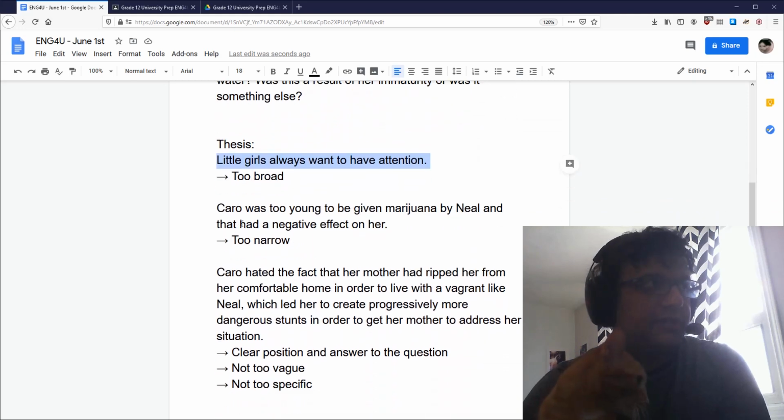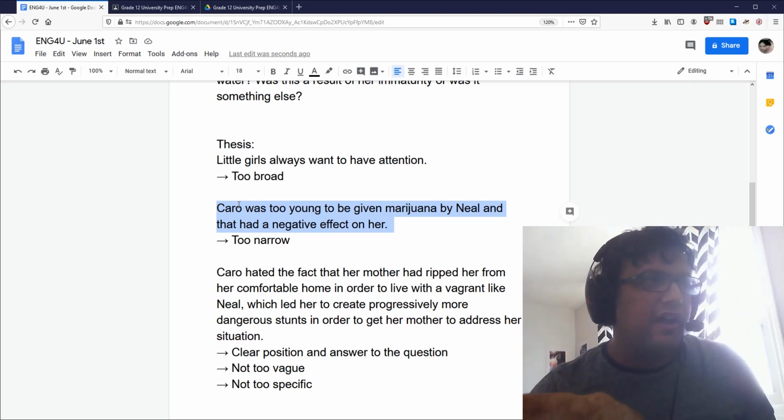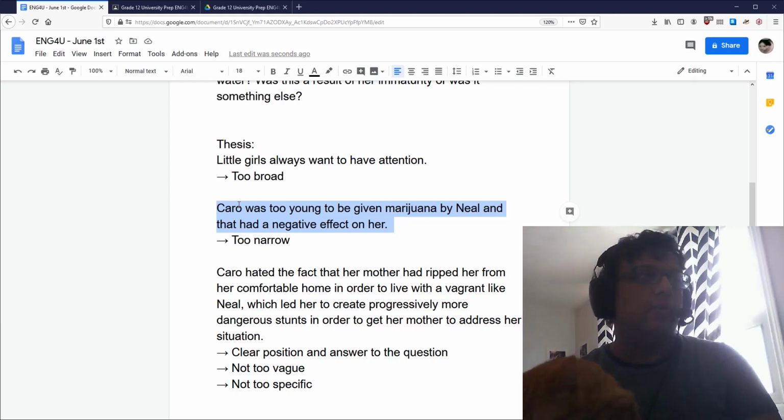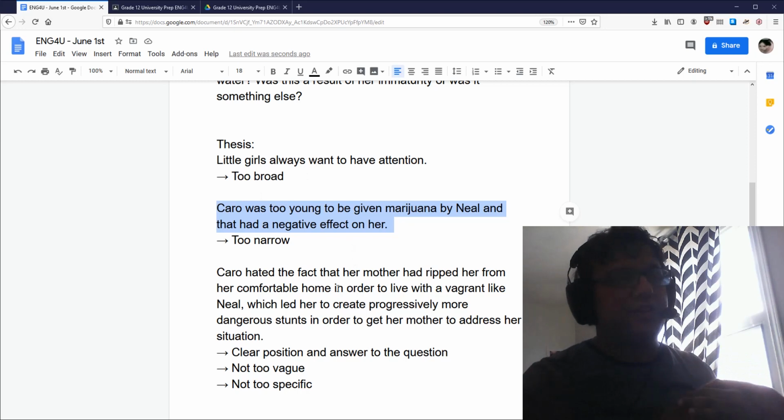Whereas if I say, Caro was too young to be given marijuana by Neil, and that had a negative effect on her, that's what we call a too narrow thesis. It makes it sound like the whole thing happened just because Neil gave her some marijuana, which I think is a bit of a stretch. Those are the kinds of theses you want to avoid. You don't want your thesis to be too narrow or too broad. What you want instead is a thesis that goes down the middle.